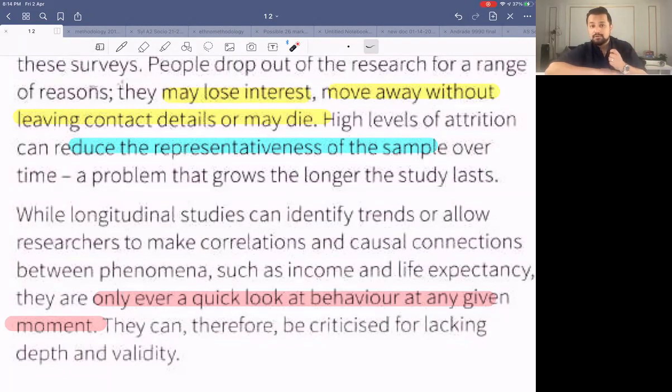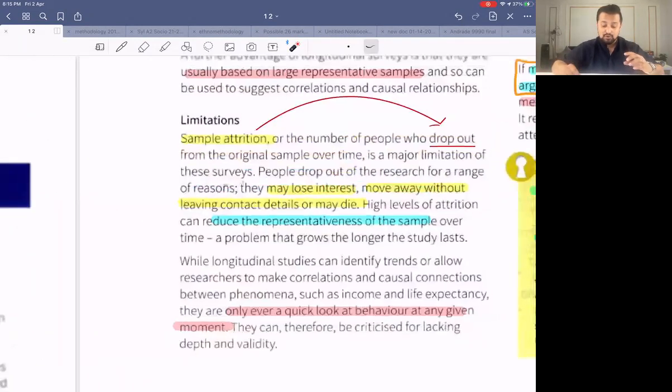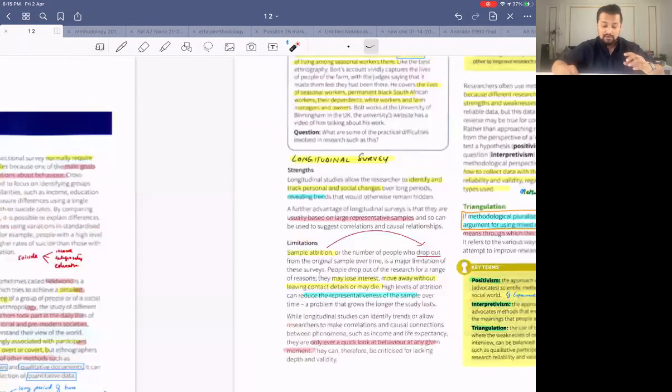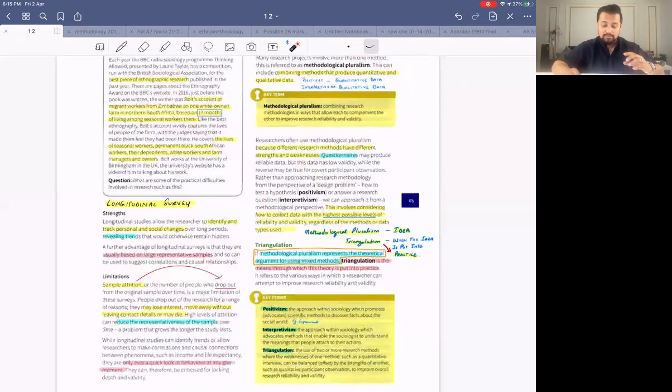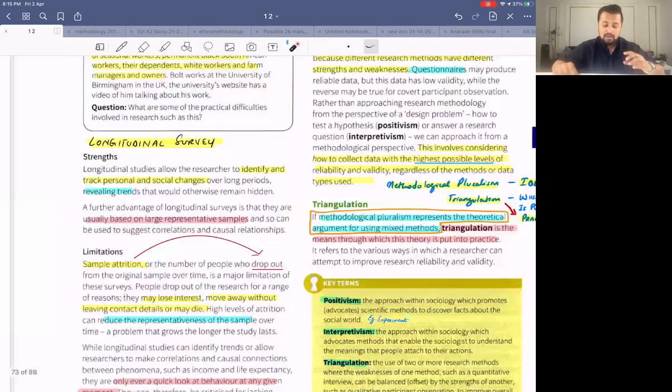Do we get this? Only ever a quick look at behavior at any given moment. They can therefore be criticized for lacking depth and validity. And I think that's pretty self explanatory. Now, I'm hoping everyone did understand this. This was on page number 65. This brings this tiny little topic to an end.